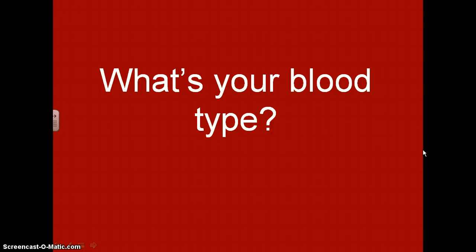Welcome back. In continuing with our circulatory system videos, this video is going to look at the genetics behind your blood type. How do you get the type of blood that you have, whether you're A negative, O positive, whatever it is.